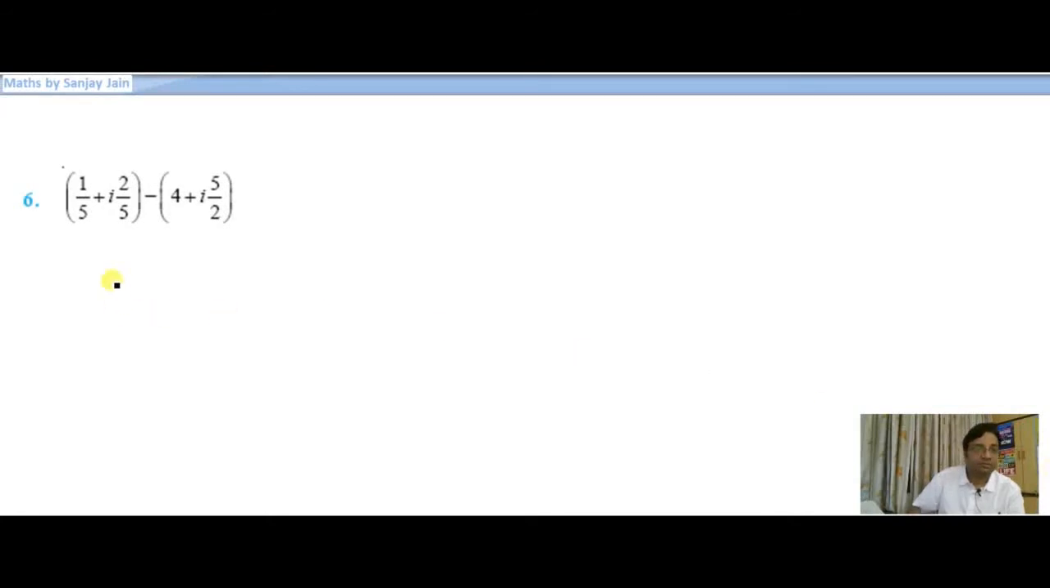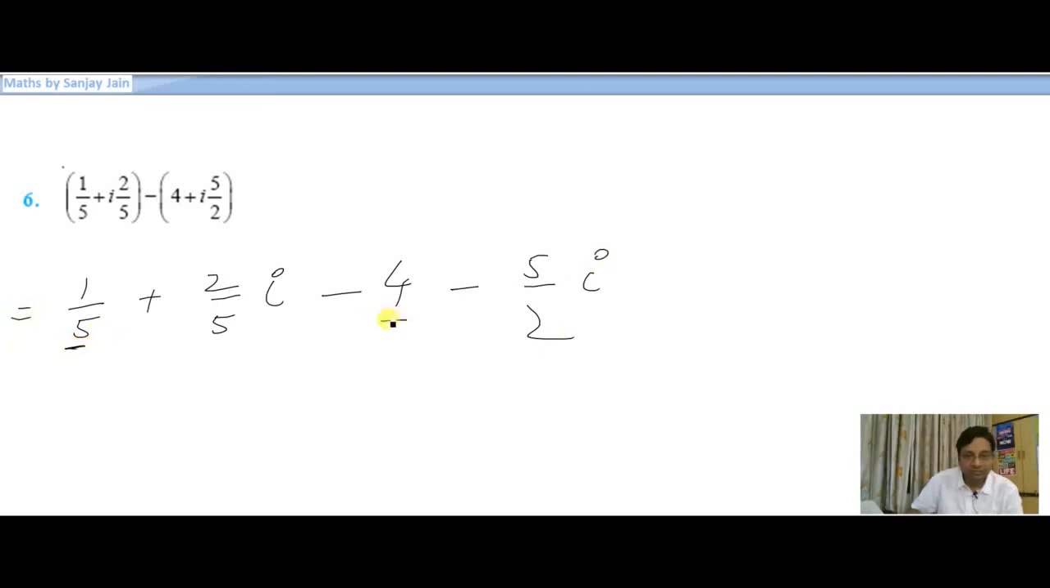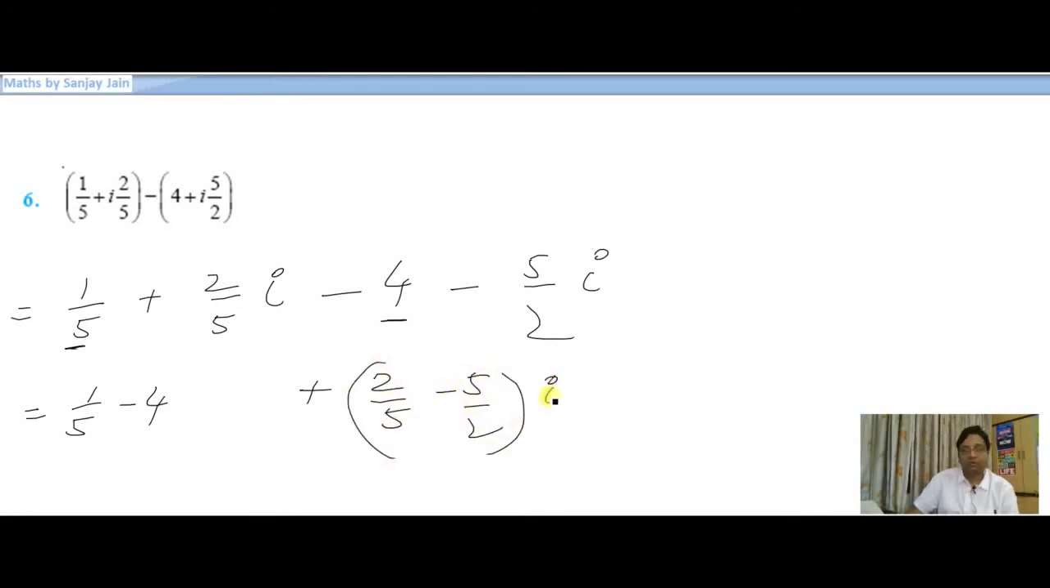This is also simple subtraction, so 1/5 + (2/5)i − 4 − (5/2)i. Now you can club the real parts. 1/5 − 4, and the imaginary part 2/5 − 5/2, times iota, right?